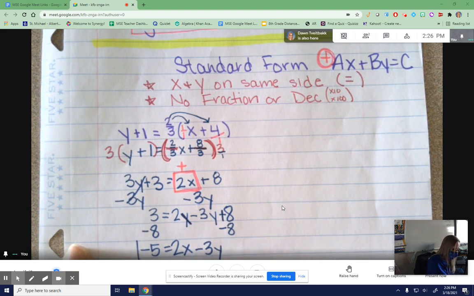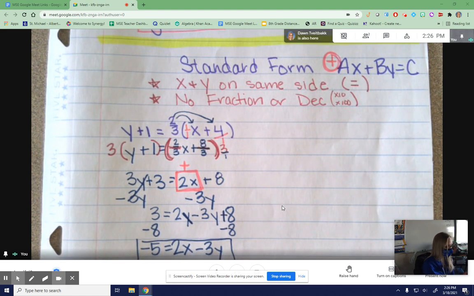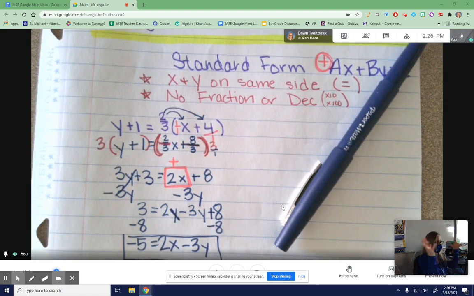Now, if you ever have a negative x and you're like, oh, shoot, I moved it, now I turned it negative, take your entire equation times negative 1. We did that before, right? Take everything times negative 1. It'll change everybody's sign. You'll be good to go.